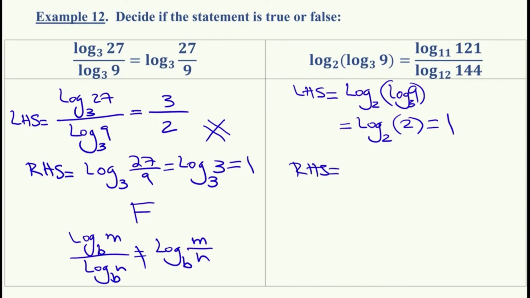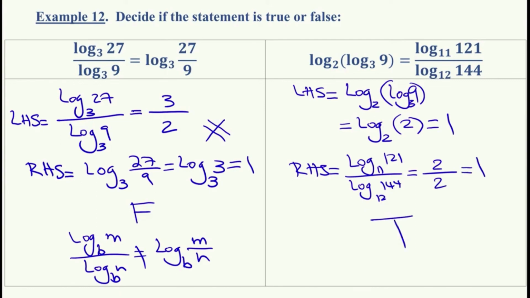The right-hand side is log base 11 of 121 over log base 12 of 144. Now we know log base 11 of 121 is just 2 because 11 squared is 121. And we know that log base 12 of 144 is also 2 because 12 squared is also 144. So this becomes 1. So here we can say this statement is true because the left and the right-hand side are indeed the same.